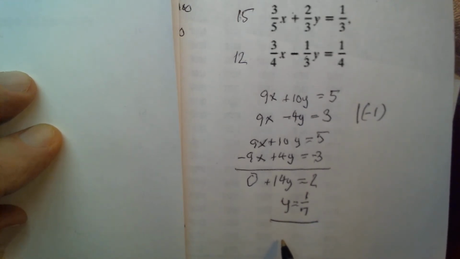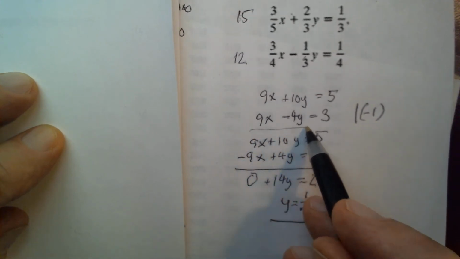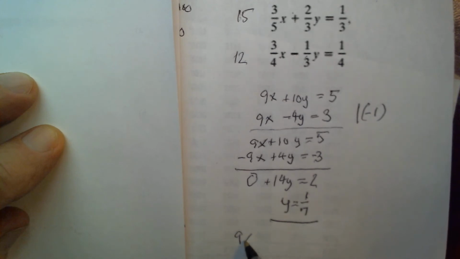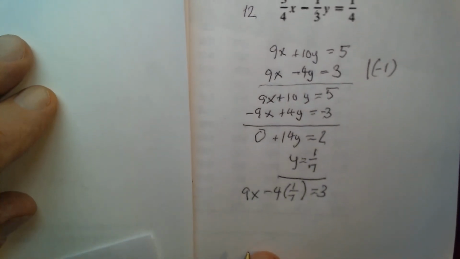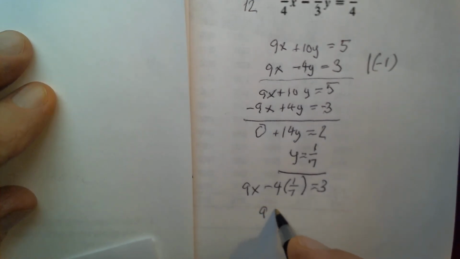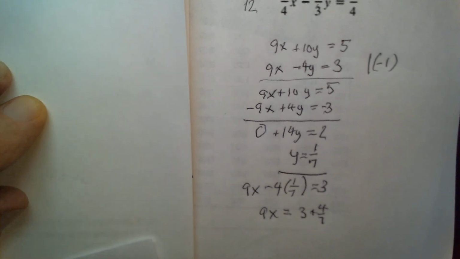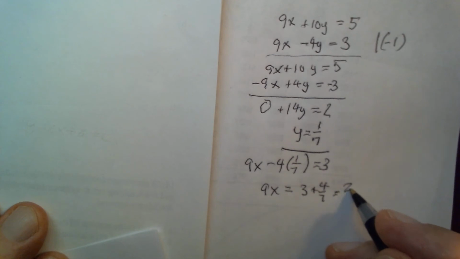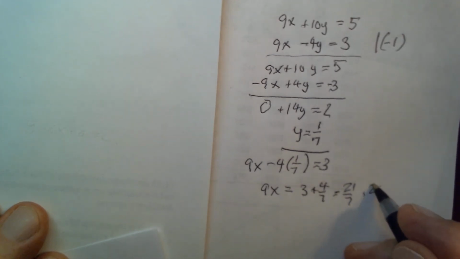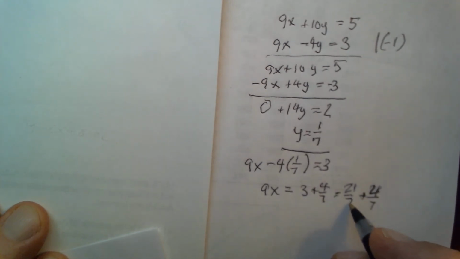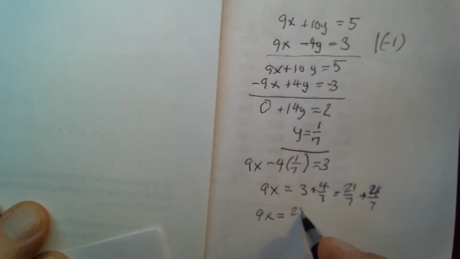So now we can use that value for y and substitute it into one of the equations. Let's say we use the second equation here. So we have 9x minus 4 times y, and y is equal to 1 7th, and that equals 3. So we have 9x equals 3 plus 4 sevenths. So there would be 21 sevenths plus 4 sevenths, since 3 equals 21 sevenths. So 9x equals 25 divided by 7.